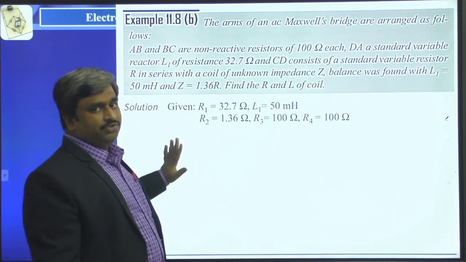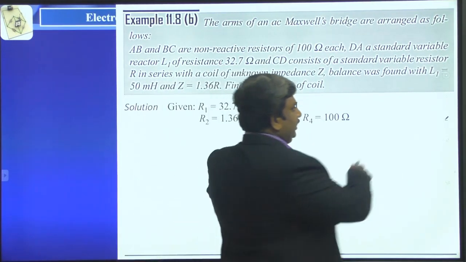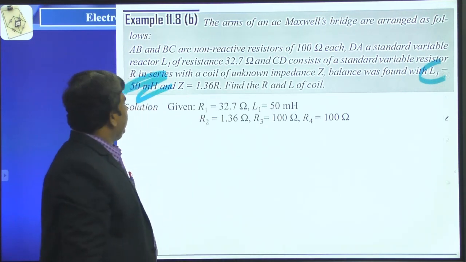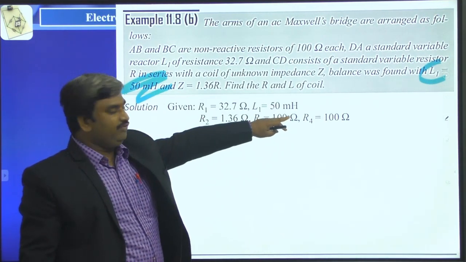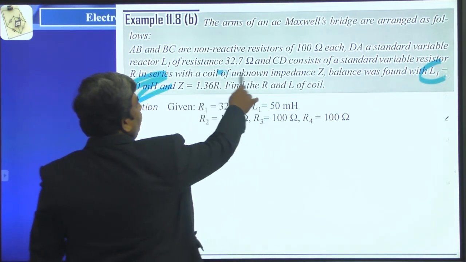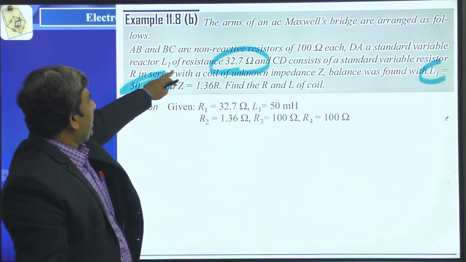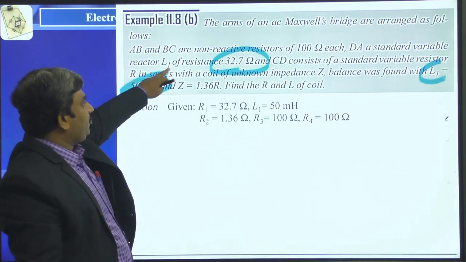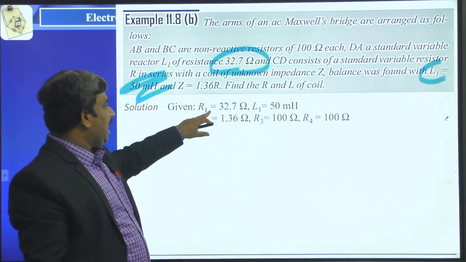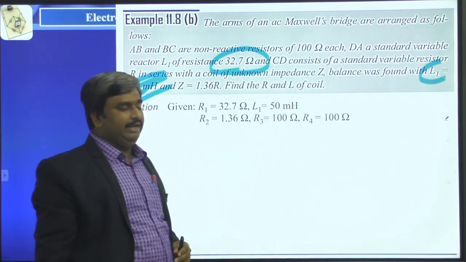Here we have to write the given values. L1 is directly given: L1 is equal to 50 millihenries. They gave the DA variable reactor L1 with resistance 32.7 ohms. That is R1, so R1 is equal to 32.7 ohms and L1 is equal to 50 millihenries.